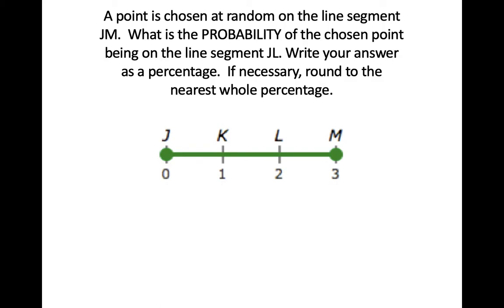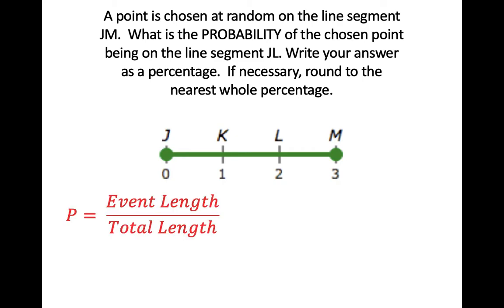Now it's asking the same question, except what is the probability that the point randomly chosen on JM is going to be on JL? Once again, it's the same formula. The probability is the event length over the total length. In this case, that would be JL over JM, which is 2 over 3, which is approximately equal to 67%.